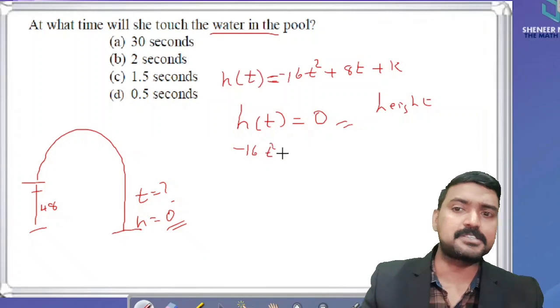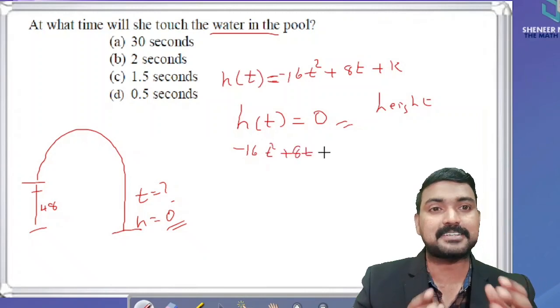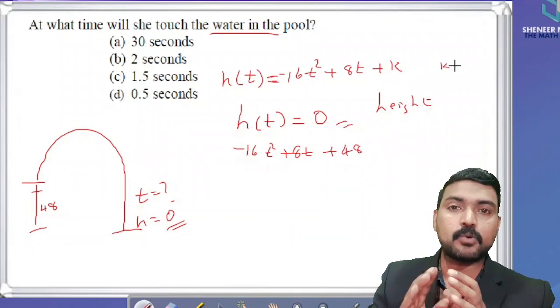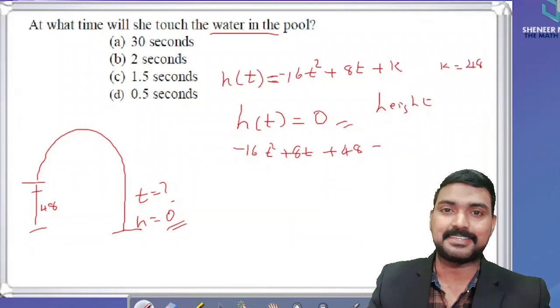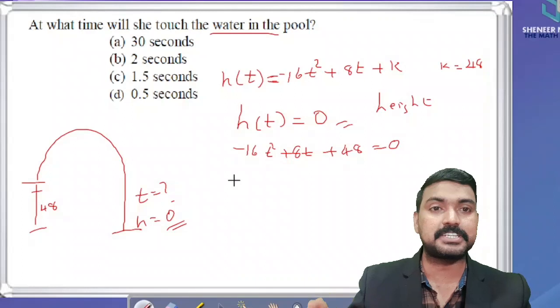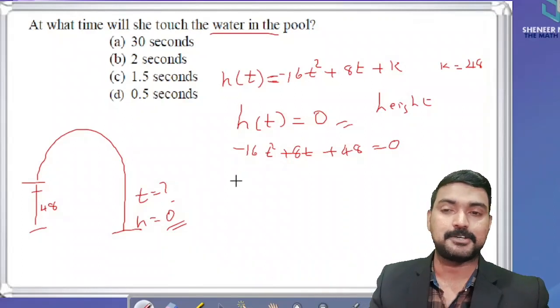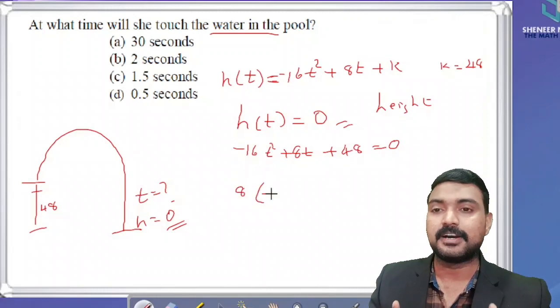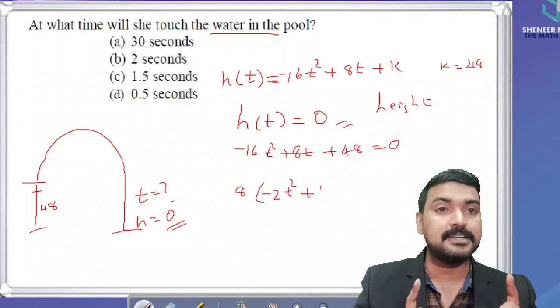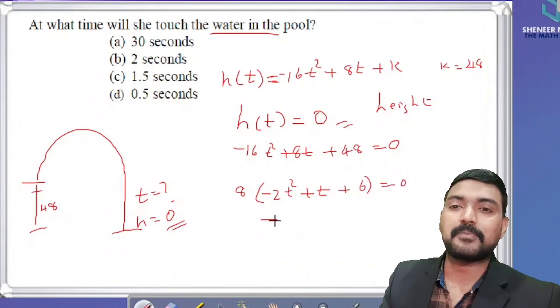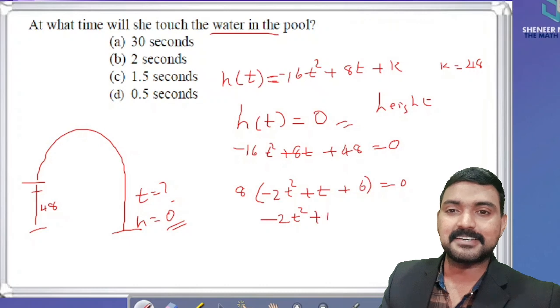Now we can observe this equation and we can factorize it. Here 16, 8, 48, these are all multiples of 8. So 8 is common, which can be taken outside and we can transpose to the right side. It will be 0 divided by 8. So we get the new equation. 16, how many 8? 2. And 8, 1. And 48, 6. So our new equation is minus 2t square plus t plus 6 is equal to 0.